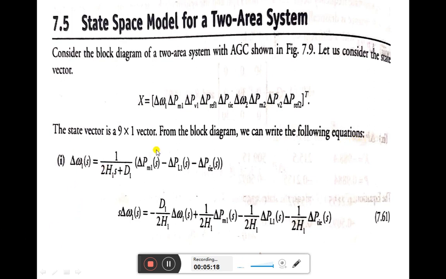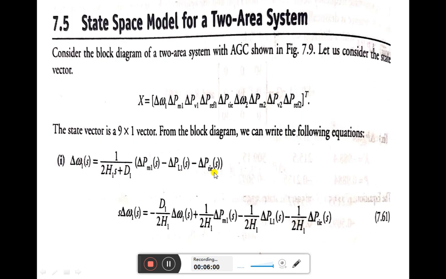So here, for the first variable Δω1, we are writing the equation. Δω1 is equal to 1 over (2HS + D1). This is nothing but the mathematical modeling for generator number 1 plus load connected to area 1. To this we are multiplying (ΔPM1 − ΔPL1 − ΔPtie). So what are all these factors?